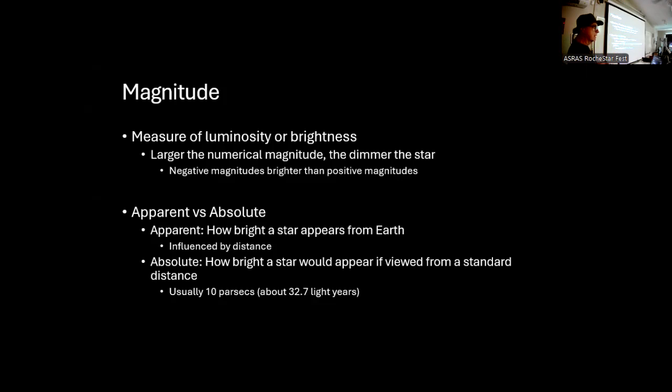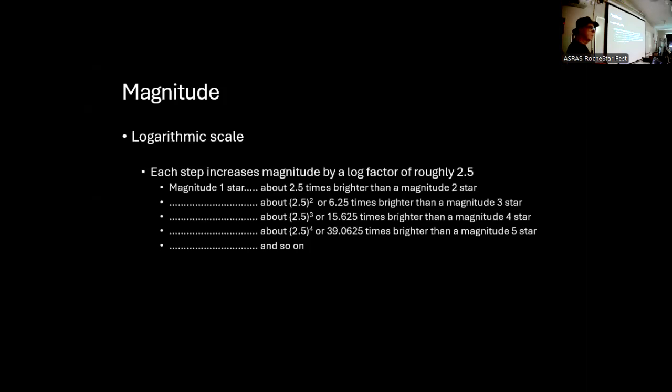So the other thing to know about magnitude is that it's a logarithmic scale. Each step in magnitude changes luminosity by a factor of 2.5. So a magnitude 1 star is about 2.5 times as bright as a magnitude 2 star. A magnitude 1 star is about 2.5 squared, or 6.25 times as bright as a magnitude 3 star. So each step in magnitude is dramatically different, dramatically higher as one goes.